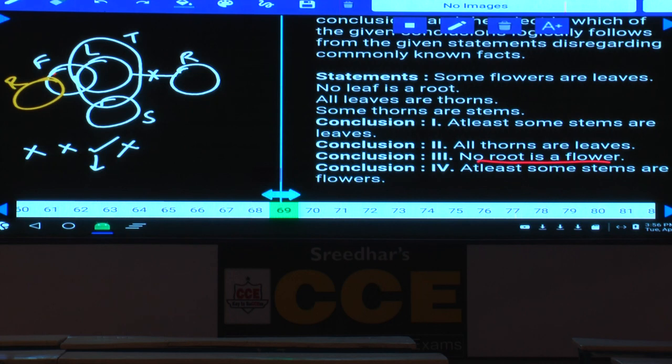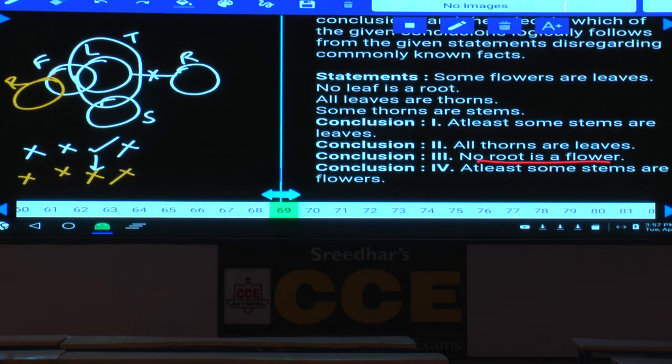Hence alternate diagram proven, and the previous conclusion will be false. After making the previous conclusion false, now we need to check the either-or case. Now the first one, some stems are leaves, that's again false. And the second one, all thorns are leaves, that's also false. And the fourth one, some stems are leaves, that will also be false.